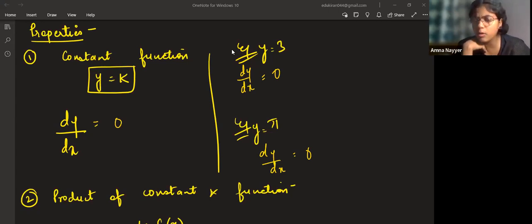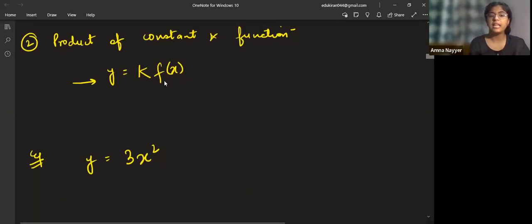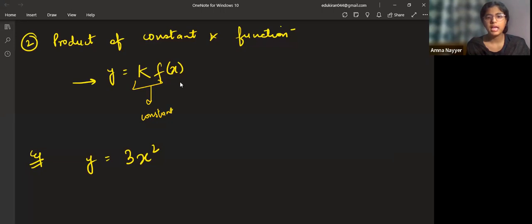Suppose we have been solving all the questions like this: y is equal to x to the power half, y is equal to x to the power 3 by 2, right? Like this we have been solving. So suppose you are having a constant and a variable together, then how will you solve? The variable we have learned, that will be nx to the power n minus 1. Constant also we have learned that it would be 0. But if they are combined together like this, k is the constant over here and f(x) is the function.